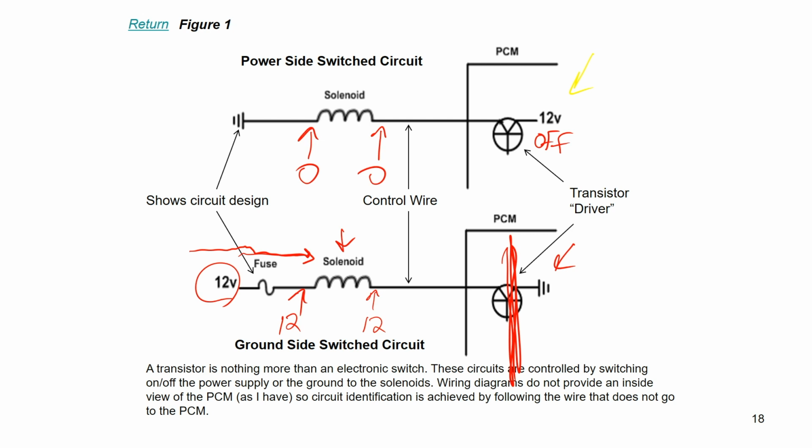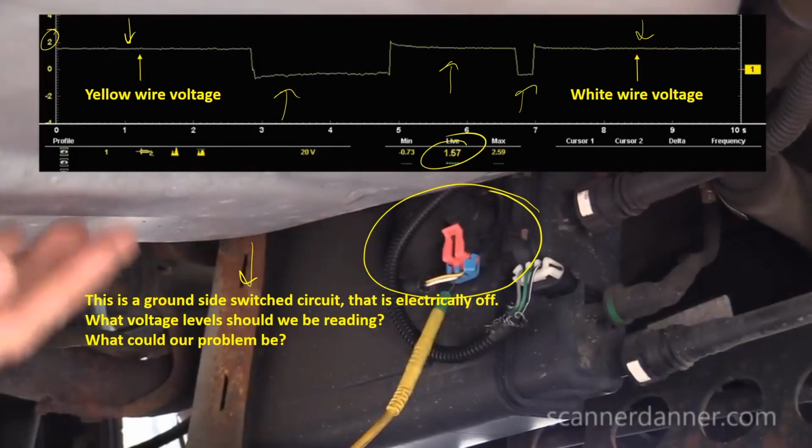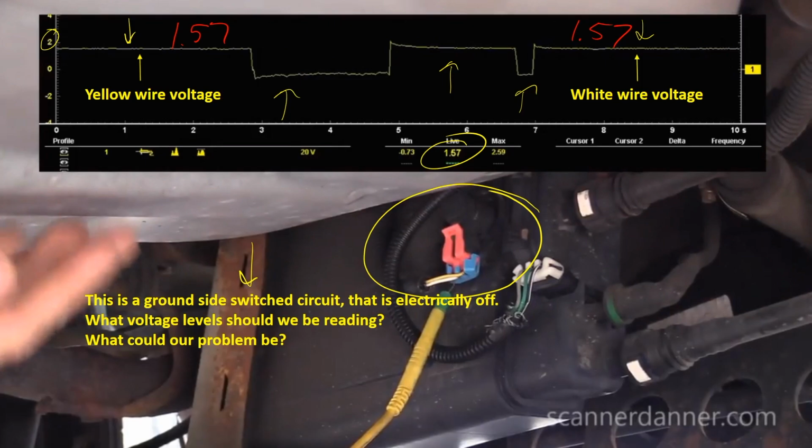So I have this in my head. This picture's burned in my mind before I even go underneath the car and take these measurements. So let's go back to that. We have low voltage. Would you agree? It should be 12 and 12, and what I'm reading is 1.57 and 1.57. Questions so far? Everybody comfortable with that? What's some variables? What voltage levels should we be reading? We just said that. Should be 12 and 12.